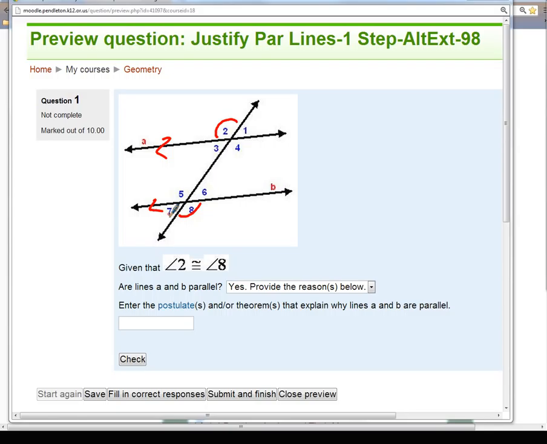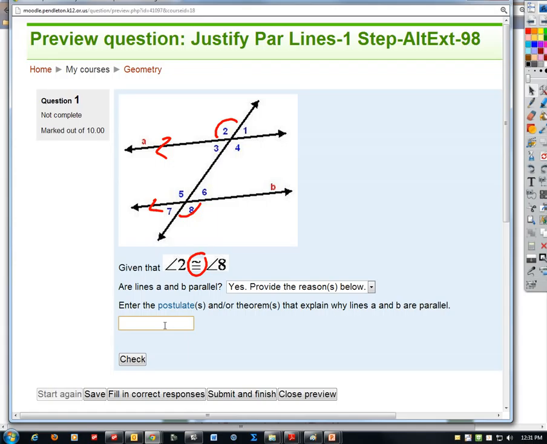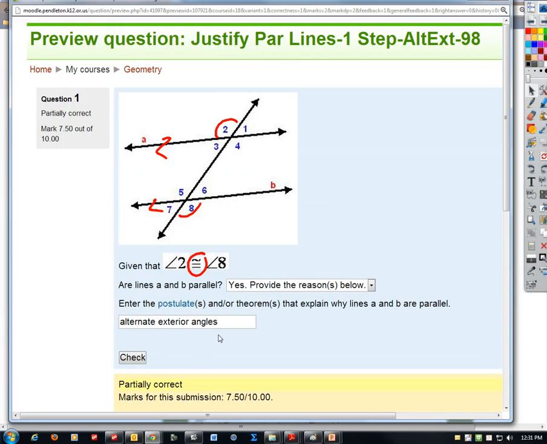No. Because we're trying to show that the lines are parallel, right? So we want the one that says if alternate exterior angles are congruent, which we're told, then the lines must be parallel. So it's the converse. And that's why, if you were getting frustrated because you're missing that one, that's why. So let's enter that. Now watch what happens. If I just put in alternate exterior angles, look what it does. It gives me partially correct.